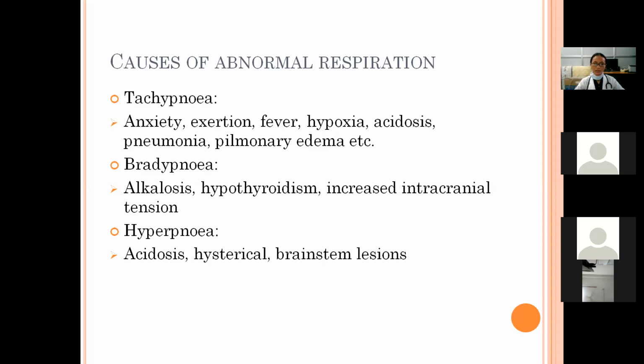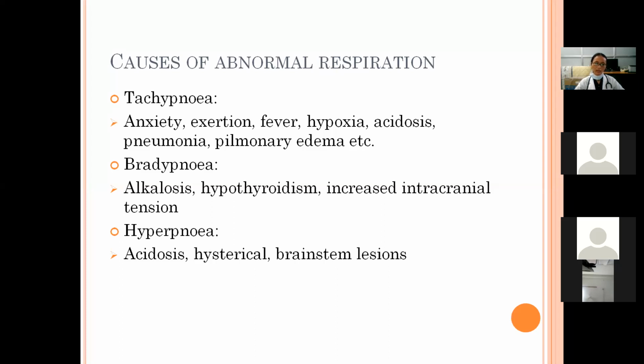And next is exertion. Obviously, during exertion, your basal metabolic rate increases, and there is tachypnea. And fever, hypoxia, acidosis, and pulmonary and cardiovascular conditions like pneumonia, pulmonary edema, all of these can lead to tachypnea. Some causes of bradypnea are alkalosis, hypothyroidism, and increased intracranial tension. An excessive increase in the respiratory rate is called tachypnea, and an excessive decrease in the respiratory rate is bradypnea.